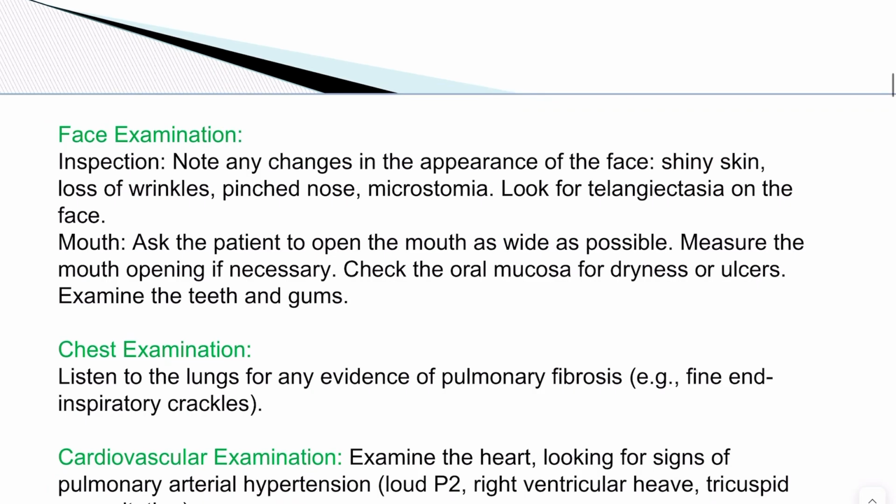Moving on, look closely at the face. Do the inspection, note any changes in the appearance of the face: shiny skin, loss of wrinkles, pinched nose, microstomia. Look for any telangiectasia on the face. Ask the patient to open the mouth as wide as possible. Measure the mouth opening if necessary, but usually it is not needed.